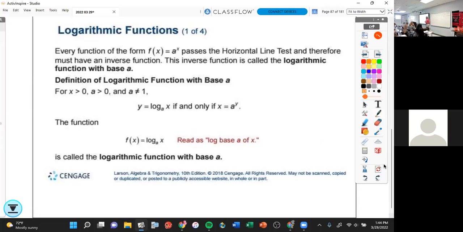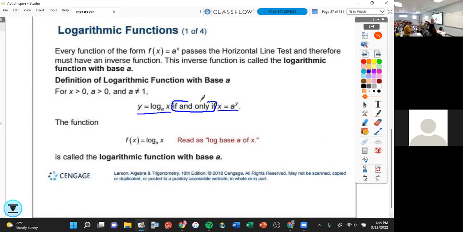So some things that must be true for logarithmic functions. X has to be greater than 0. a greater than 0, but not 1. And this is what a logarithmic function looks like. y equals log base a of x. That is a logarithm. That means that x is equal to a to the y power. Notice this statement here. If and only if means that sentence is true whether you read it forwards or backwards. Okay.